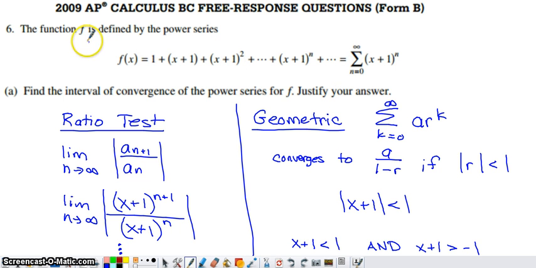They start us off by saying f is defined by a power series here. So they give us the expanded notation version of the power series, and then here would be the sigma notation representation for it. In Part A, they want us to find the interval of convergence of the power series and then justify our answer. So what you typically would do if you're asked to find the interval of convergence for a power series is you typically go right into the ratio test.